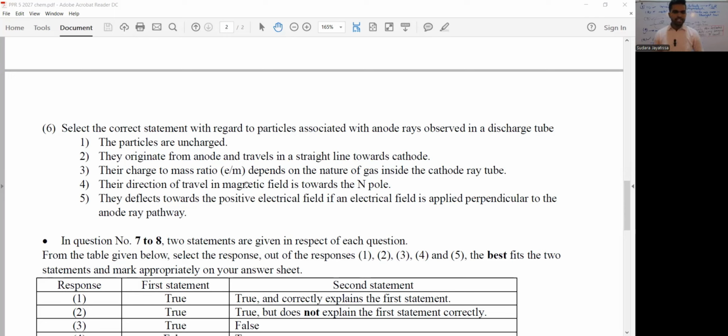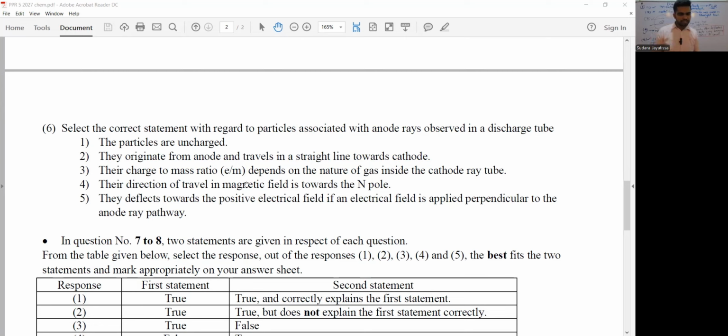Okay. So they are telling anode rays are uncharged. That is wrong. Anode rays are actually what? Positively charged. You can write in front of that. One is wrong. Why? Because it is positively charged. And the next one, it is originating from anode, and that is also wrong. They are not originating from the anode. They originate from the direction of the anode, not from the anode. That was explained in the earlier MCQ. So the second one is also wrong.